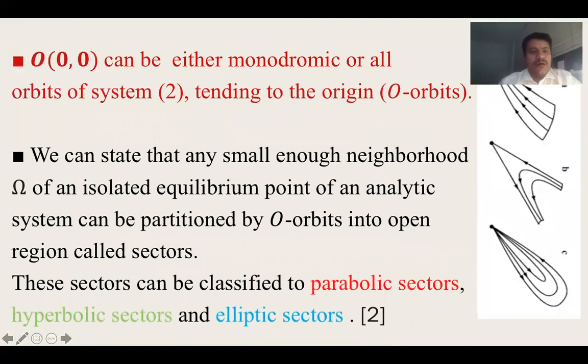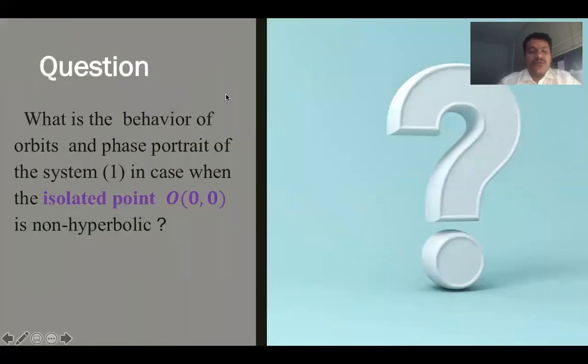Remember from Andronov, (0, 0) can be either monodromic or all orbits of the ODE system tend to the origin. Also, we can state that a small enough neighborhood of an isolated equilibrium point can be classified into 3 sectors: parabolic sectors, hyperbolic sectors, and elliptic sectors. Question: what is the behavior of the orbits and phase portrait of the difference equation when the isolated point (0, 0) is non-hyperbolic?